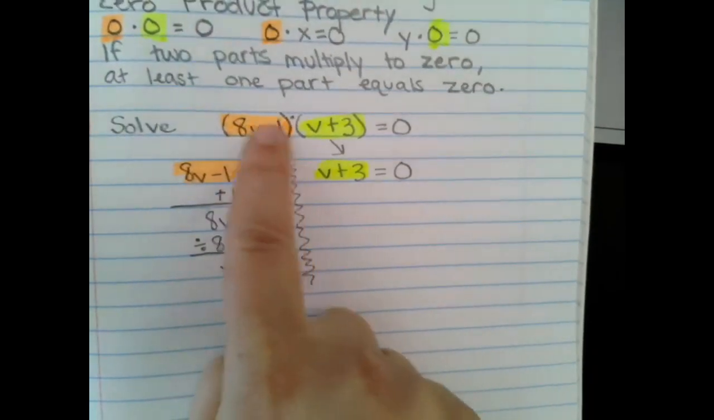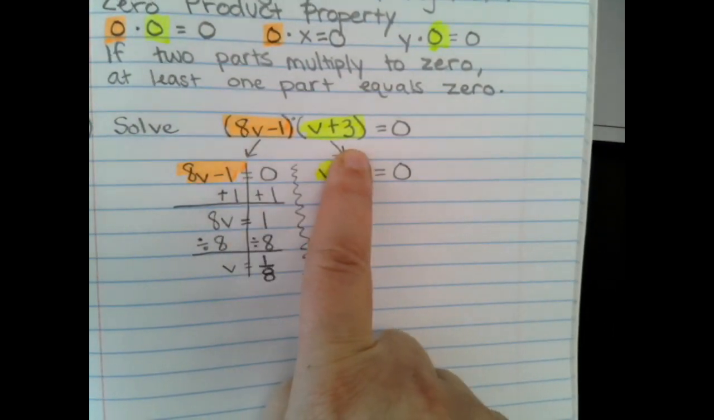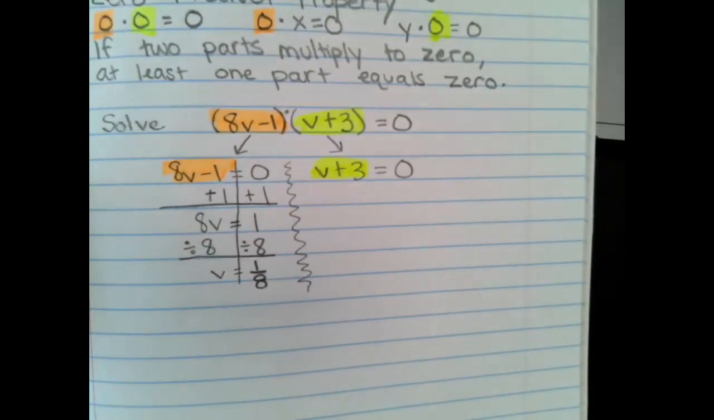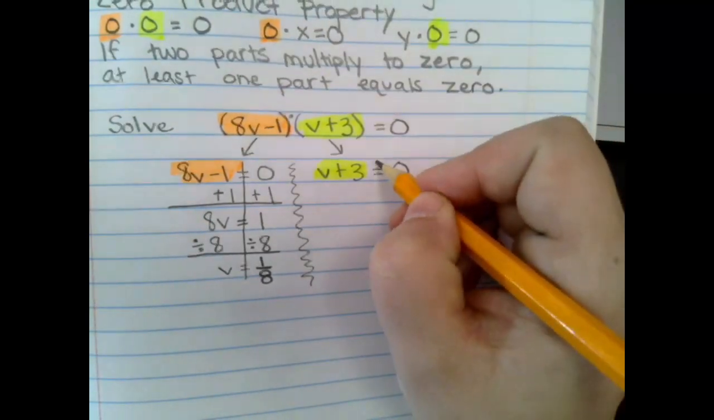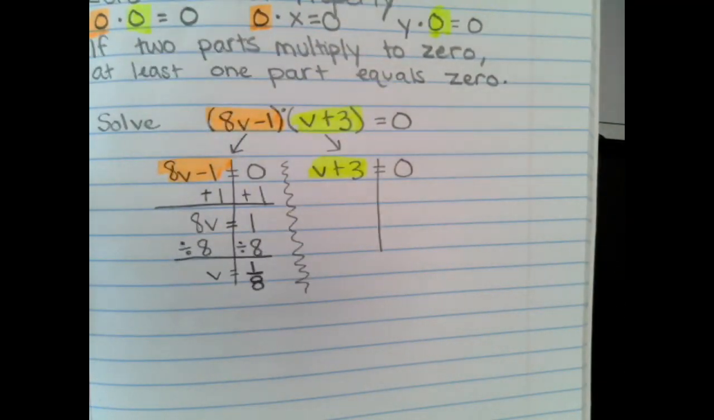This first part will be 0. Doesn't matter what the second part is. 0 times that will equal 0. But we have another solution. The second part could equal 0. Yeah, for real, right? You like this. I don't.